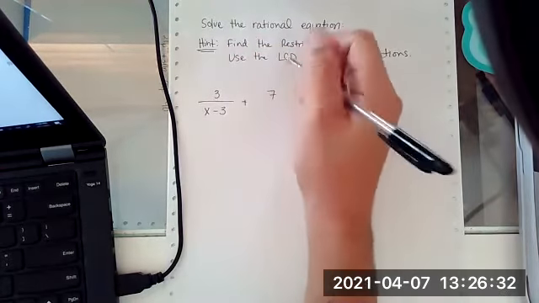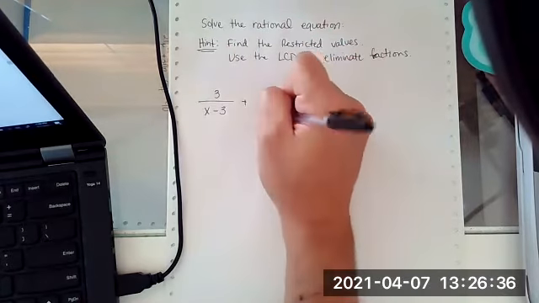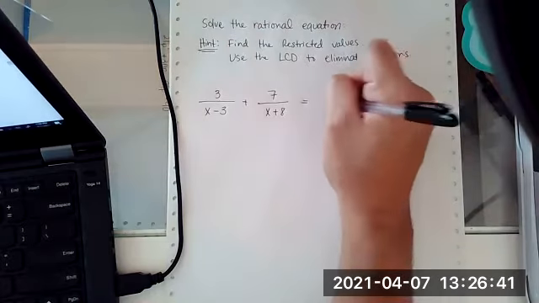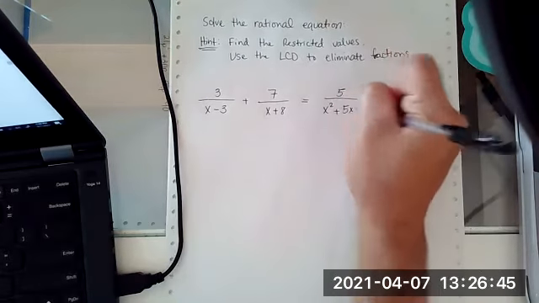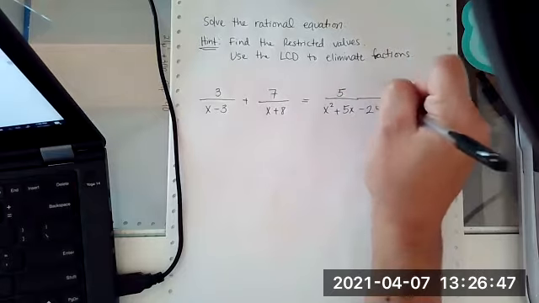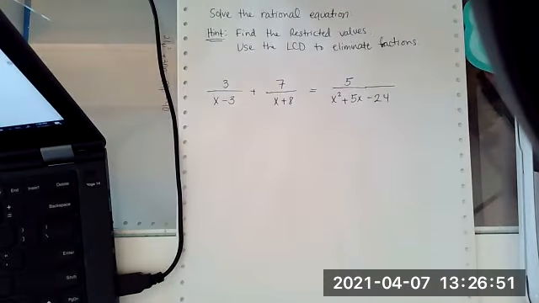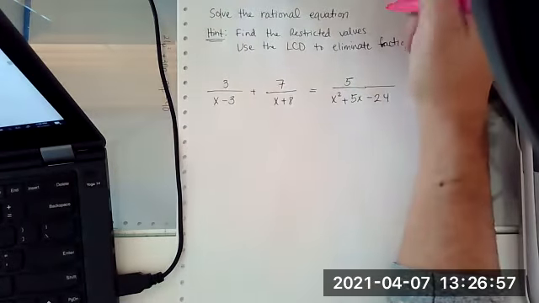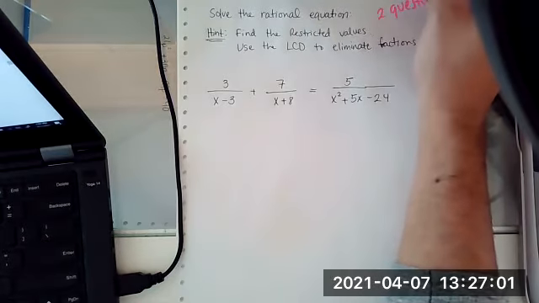Okay, so we have 3 over x minus 3, plus 7 over x plus 8, and that's equal to 5 over x squared plus 5x minus 24. And you will have, I think it's 2 questions like this on the test.